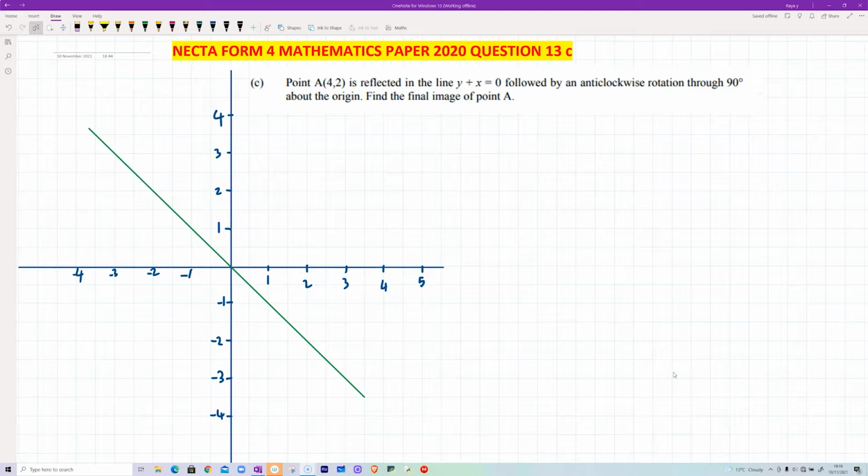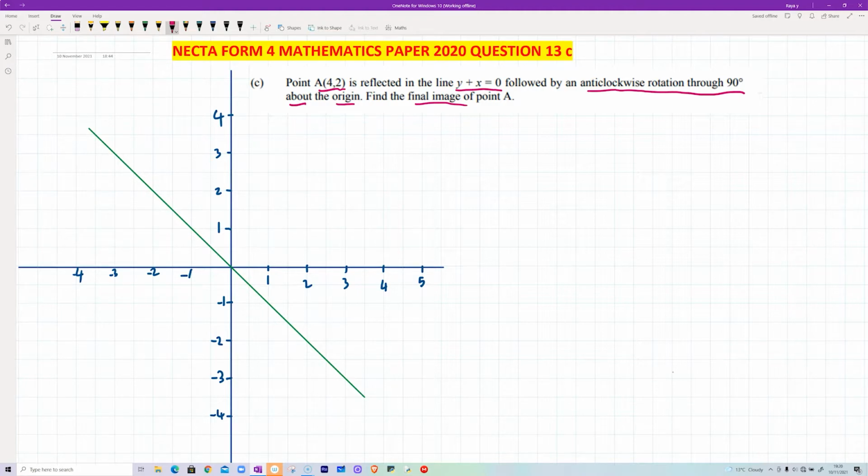Question 13, of course. We're told point A, which is (4, 2), is reflected in the line y plus x equals 0, followed by an anti-clockwise rotation through 90 degrees about the origin. Find the final image of point A. So two things happened to point A. First, it was reflected on this line I have drawn. I will explain that in a minute. The other thing, it was rotated about the origin at 90 degrees anti-clockwise.